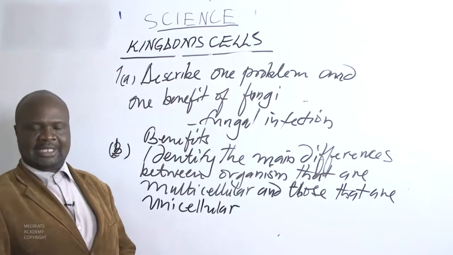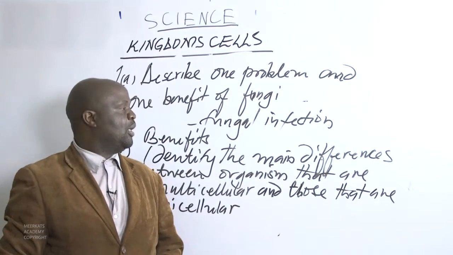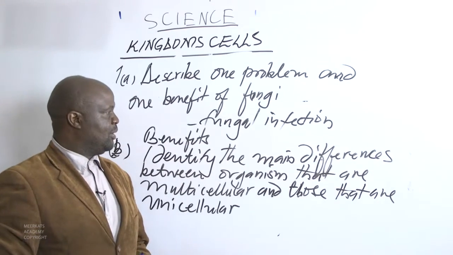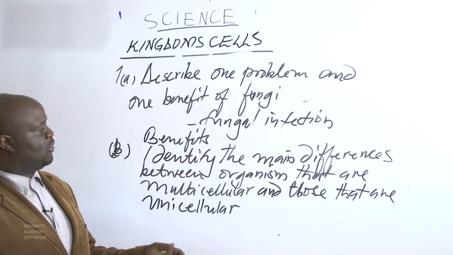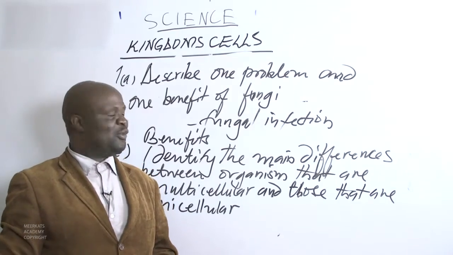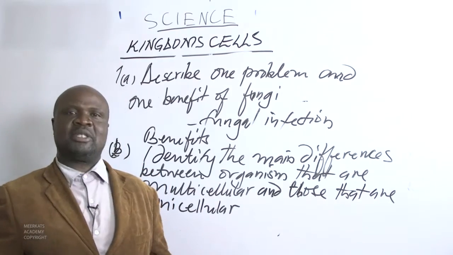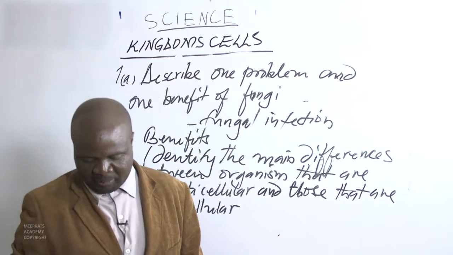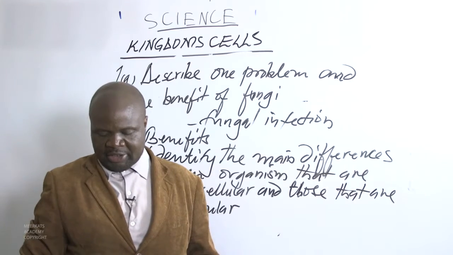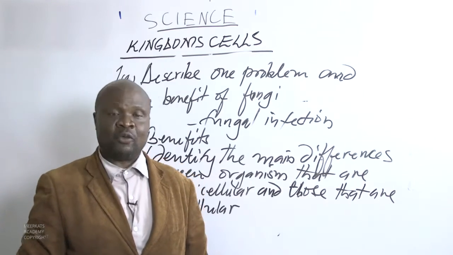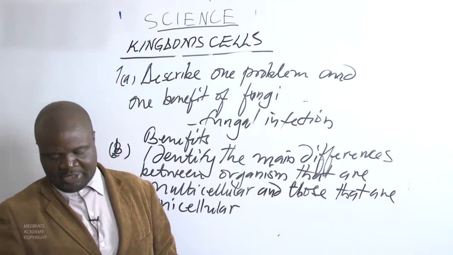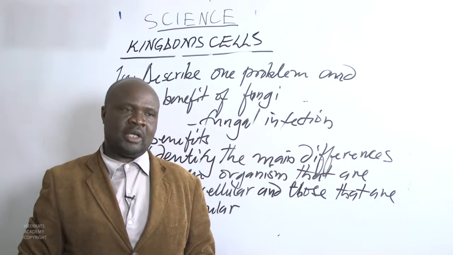And those that are unicellular. Now, when we look at the nature of this question, it requires you to mention differences between organisms that have only one cell and organisms that are made up of many cells. To approach these questions, the difference is that unicellular organisms have only one cell forming the entire body of that living organism. And that's one difference.